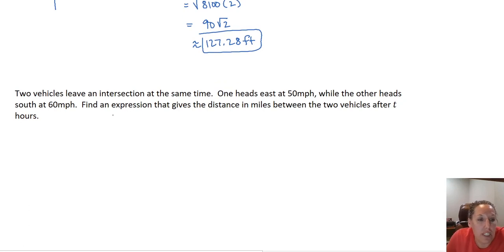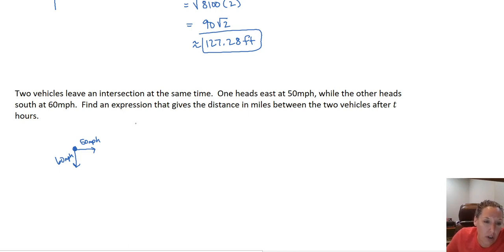All right, we have two vehicles that leave an intersection at the same time. One is heading east at 50 miles an hour. So we've got one that's going this way at 50 miles per hour, and another one is heading south at 60 miles per hour. Find an expression that gives the distance in miles between the two vehicles after t hours.